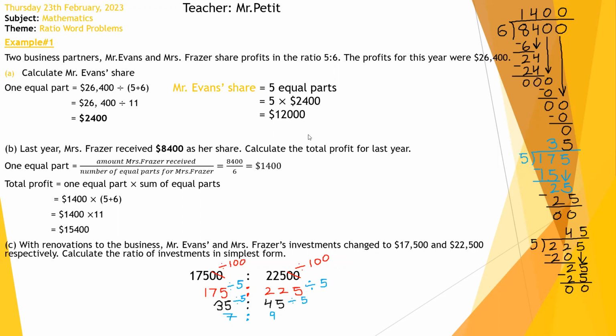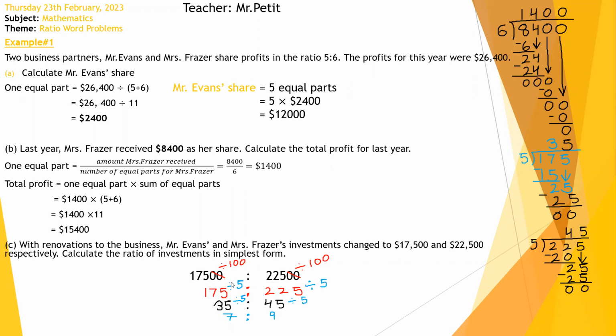Part B. Last year, Mrs. Fraser received 8,400 as her share. Calculate the total profit for last year. Once again, we have to find one equal part. We're going to divide the amount Mrs. Fraser received by the number of equal parts she got. Her equal part is 6, so we divide 8,400 by 6, which gives us 1,400. That's one equal part.